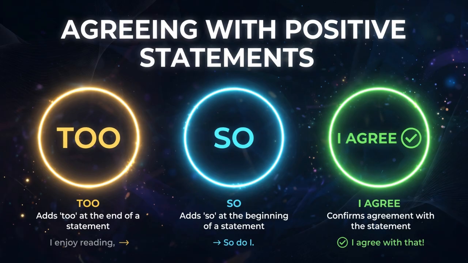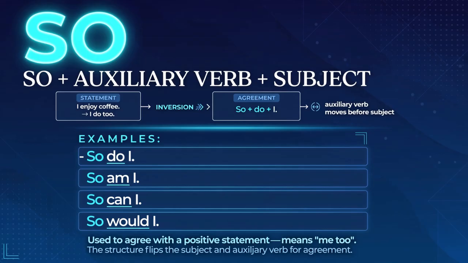Option 2, using so. The second option is so, but here's the trick. So goes before the auxiliary verb. It's an inverted structure. So instead of I do too, you flip it and say, so do I. Notice the order, so plus auxiliary verb plus subject. So do I, so can I, so would I, so am I. Let me give you more examples so this pattern becomes natural.